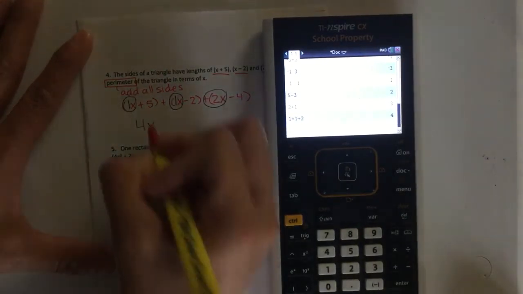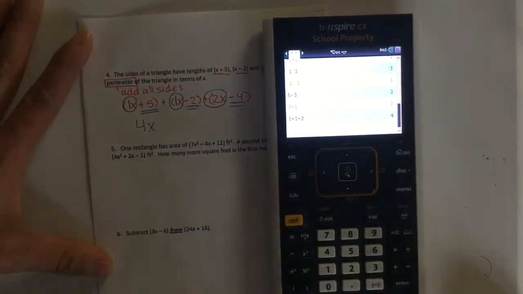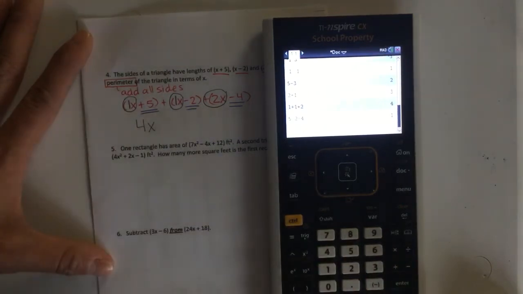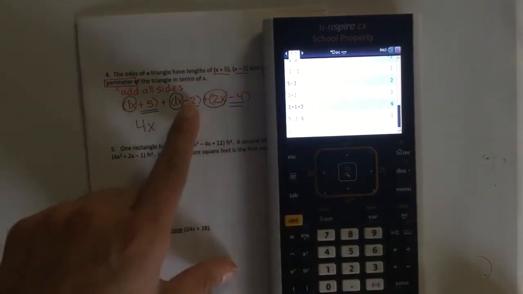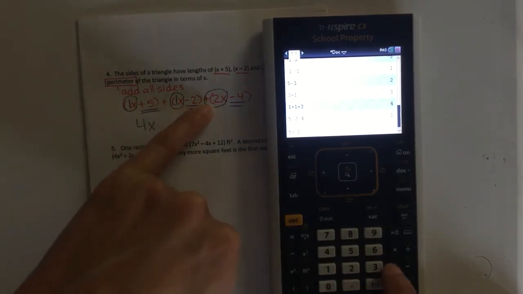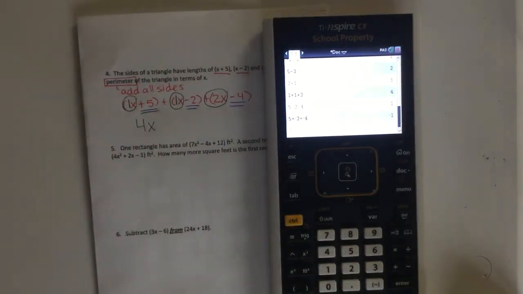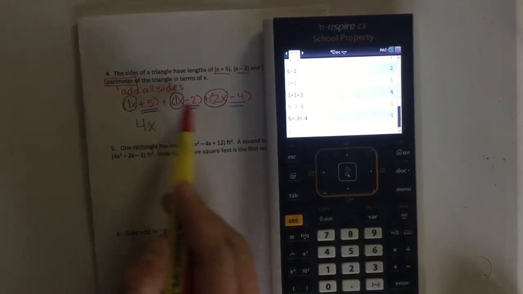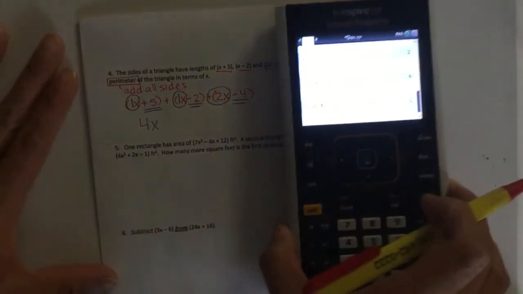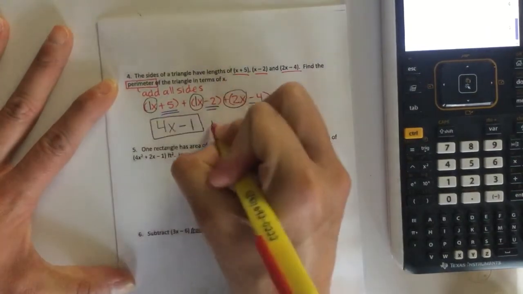You're combining 5 minus 2 minus 4. 5 minus 2 minus 4 is negative 1. If you don't know if this is a minus or a negative, you can always say 5 plus a negative 2 plus a negative 4. You're going to get the same exact answer, but you have to understand it's a minus sign. 5 minus 2 minus 4, so you get negative 1. 4x minus 1 is the perimeter.